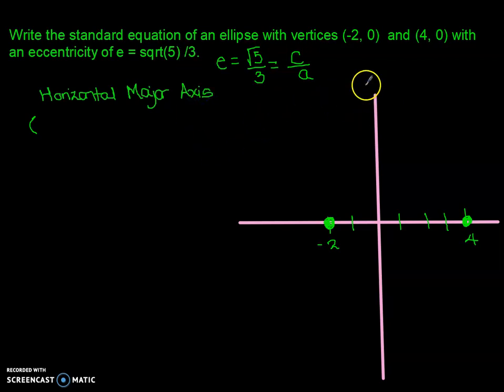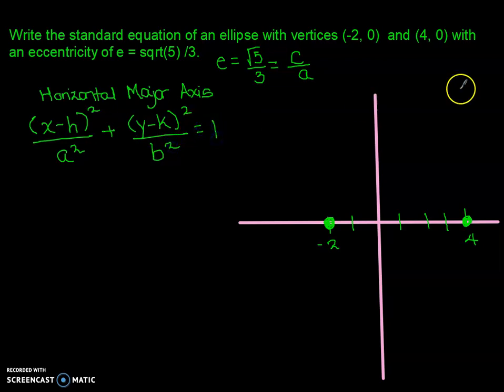Co-vertices are the endpoints of the minor axis. So we know which equation we're going to use first, because remember there's two. Also remember that we're just finding the values of the variables that are not x and y. Again, x and y represent any point on the graph itself, so any point on the ellipse itself. So we just need to find the center, the value of a, and the value of b to write this equation.